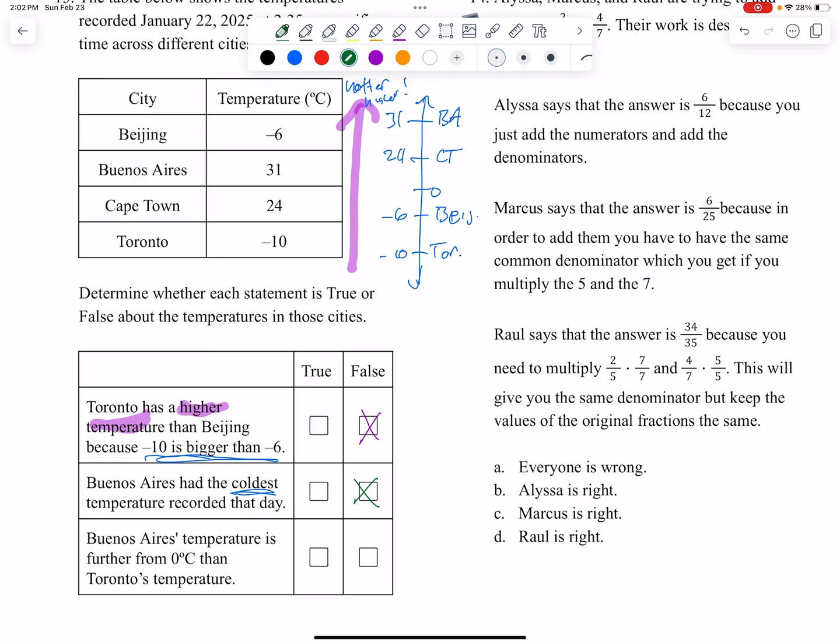And then finally, what's left over, Buenos Aires temperature is further from 0. So how is it from 0? 31. And all the other ones are way closer. So that's the furthest, so that one is true. So that was it. I mean, it was a little bit of reading. It wasn't that horrible, right? We just had to organize some data and just answer the questions. So we just got to be patient with the reading.